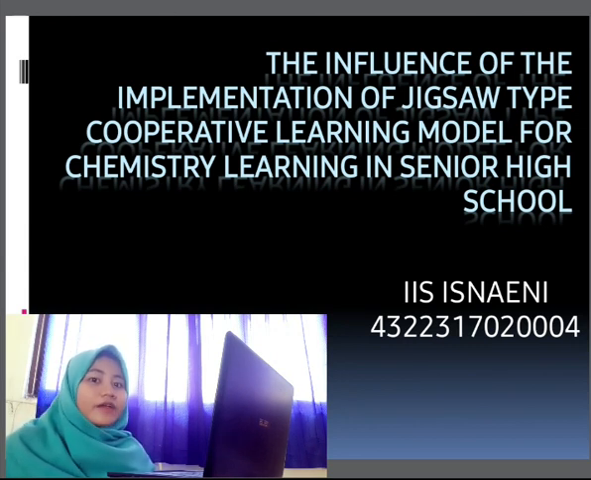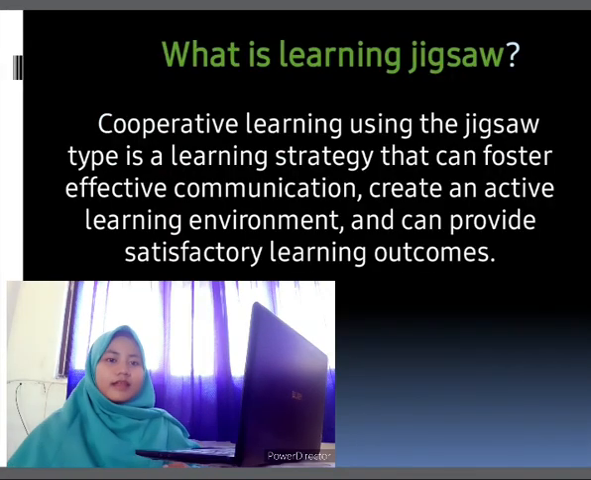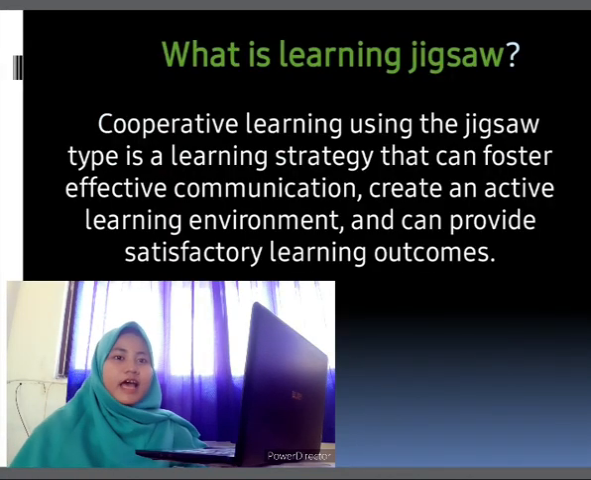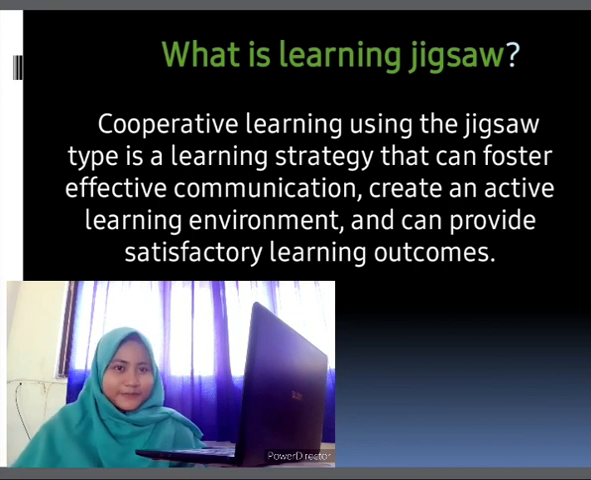Now here I will explain about the influence of the implementation of jigsaw type cooperative learning model for chemistry learning in senior high school. Okay, listen to me well. Okay my friends, now we will start to explain about learning of jigsaw in senior high school. Do you know what is the learning of jigsaw?